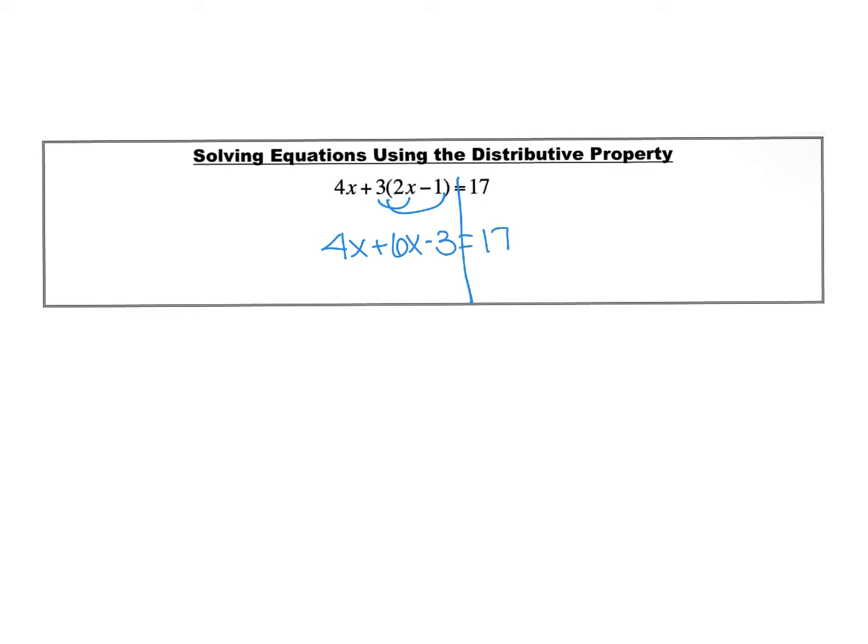All right, so now I need to continue to simplify, so I'm going to take 4x plus 6x, and I'll have 10x minus 3 is equal to 17. So then I'm going to continue to isolate the variable: 10x is equal to 20, and then I'll divide by 10, and x then will be equal to 2.